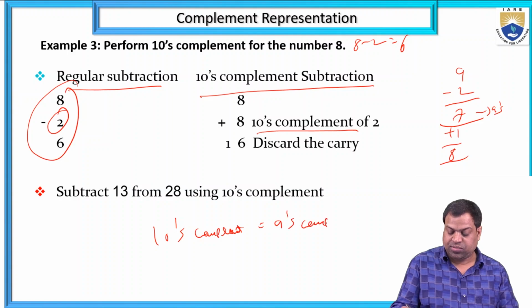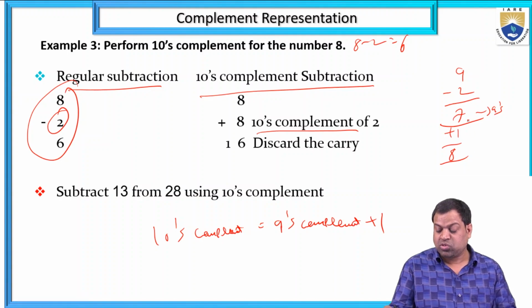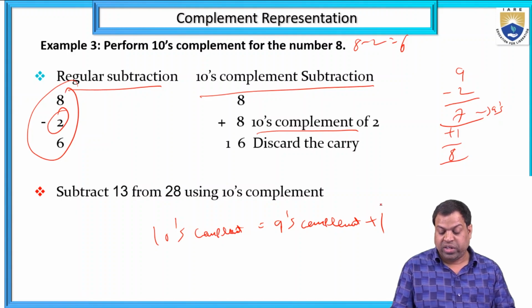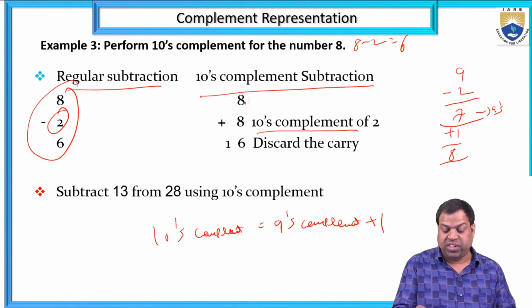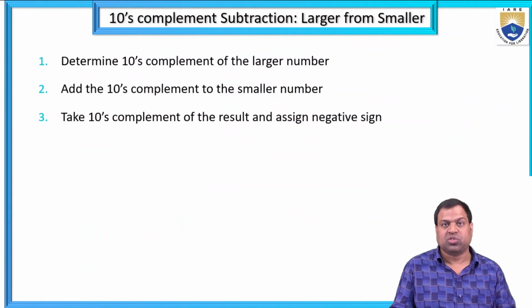Nines complement plus 1. So 9 minus 2 is 7, that is called the nines complement, plus 1, that is 8. So 8 is the value. 8 plus 8, subtractor and tens complement of the subtrahend, 8 plus 8 is 16. So this one value we are neglecting. Why? Because in the tens complement the carry is discarded. That is the tens complement of 8 minus 2.